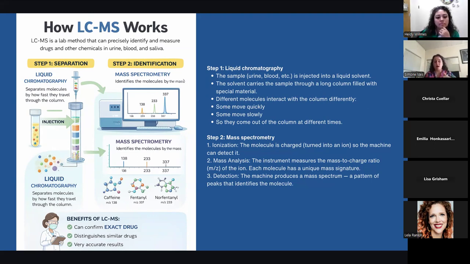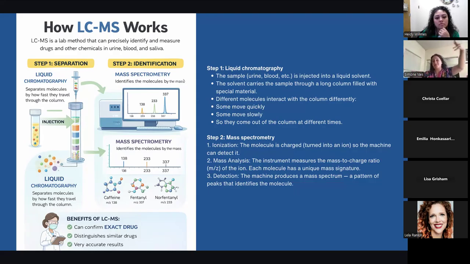And so the welfare workers, the protective service workers, will get copies of lab results that will have not only what is positive, but also how much of it is present. So this is how this works. It has 2 steps. The first step is liquid chromatography. The second step is called mass spectrometry.